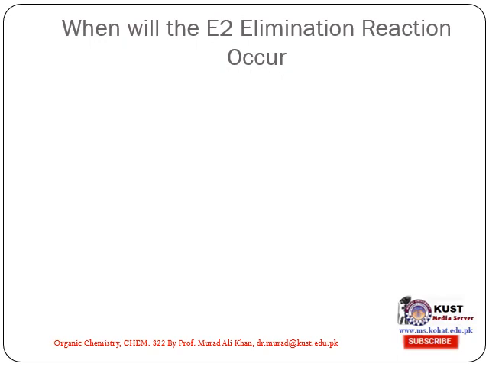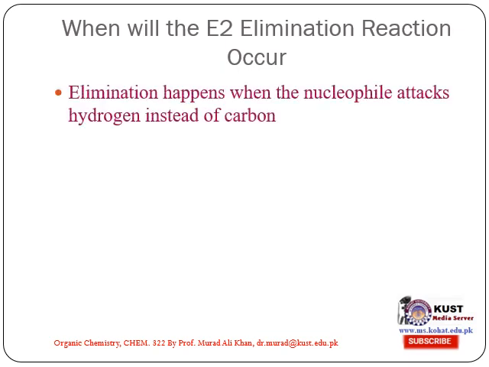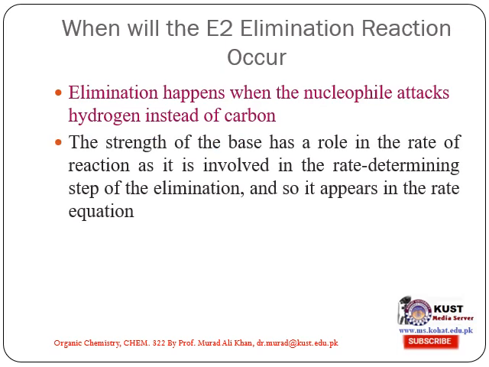When will the E2 reaction occur? Elimination happens when the nucleophile attacks hydrogen instead of carbon. This is the difference between elimination and substitution. In substitution, the nucleophile attacks a carbon, while in elimination, the nucleophile attacks the hydrogen.